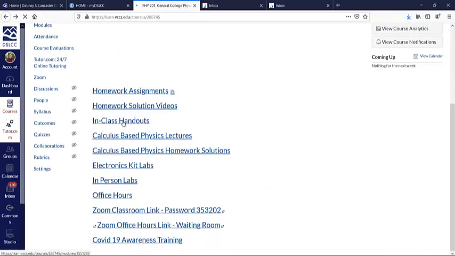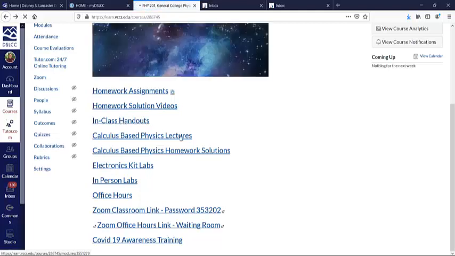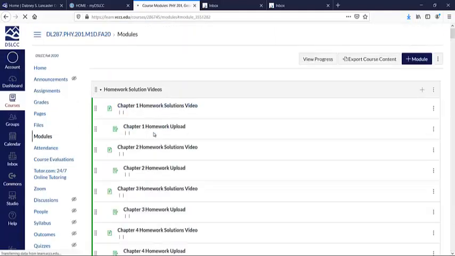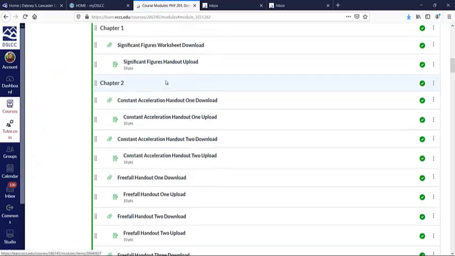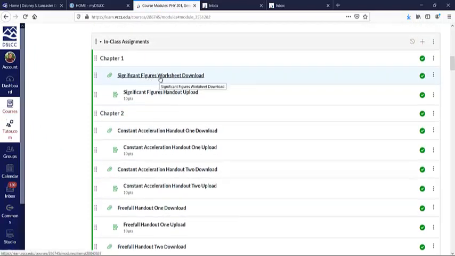We'll be doing some in-class work. So these are the in-class handouts. In this case, there'll be a download. So chapter 1, we have one worksheet, significant figures. So we'll do that, and then you'll upload the completed assignment here. So there'll be places for you to upload your homework and also to upload in-class assignments.